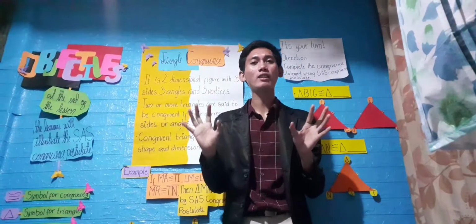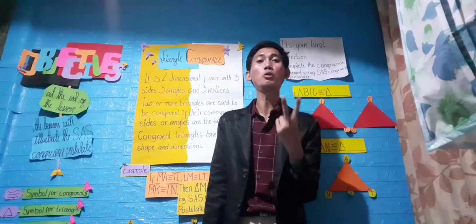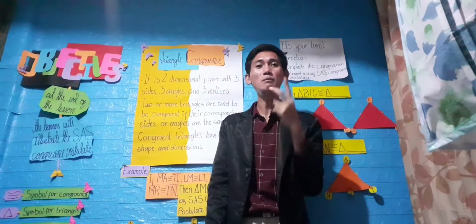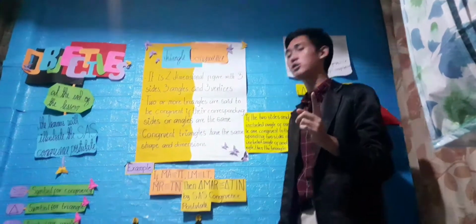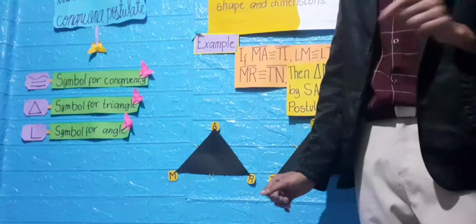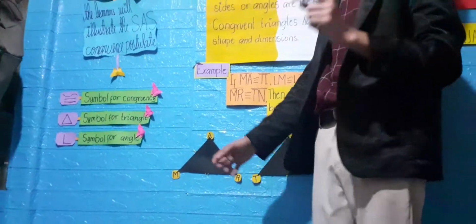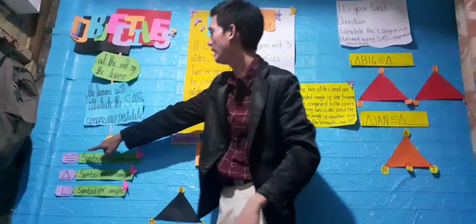So, they are not congruent. But when we say congruent triangles, it is two triangles which have the same sides and the same angles. Also, we should consider the three symbols that students should take note of. Take down on your notes, students. So, we have there the symbols for the congruency.